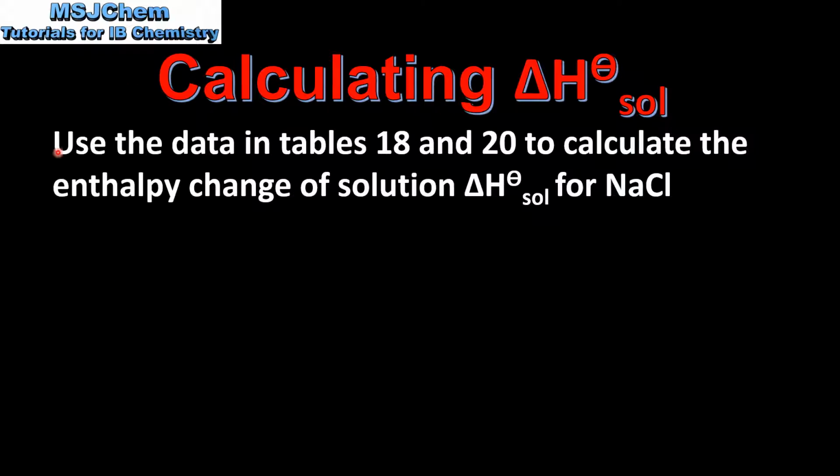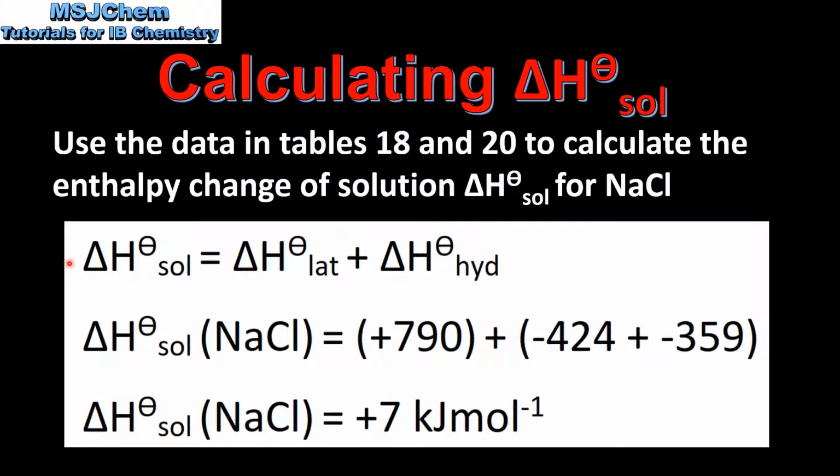Let's try an example. Use the data in Tables 18 and 20 to calculate the enthalpy change of solution for sodium chloride. So from the enthalpy cycle, the enthalpy change of solution equals the lattice enthalpy plus the enthalpy change of hydration. The lattice enthalpy for sodium chloride is positive 790 kilojoules per mole. The enthalpy change of hydration for the sodium ion is negative 424 kilojoules per mole, and the enthalpy change of hydration for the chloride ion is negative 359 kilojoules per mole. That gives us an enthalpy change of solution for sodium chloride of positive 7 kilojoules per mole.